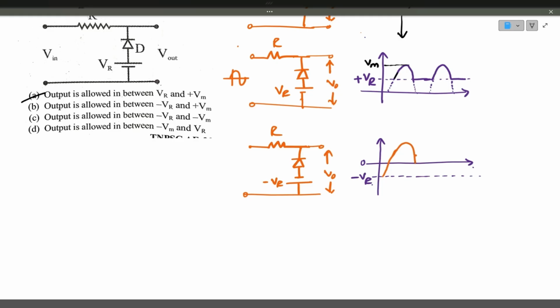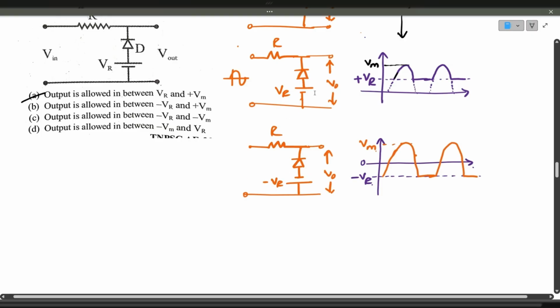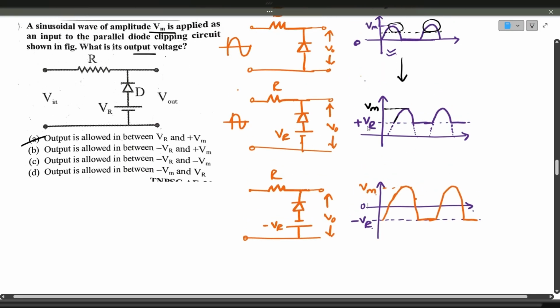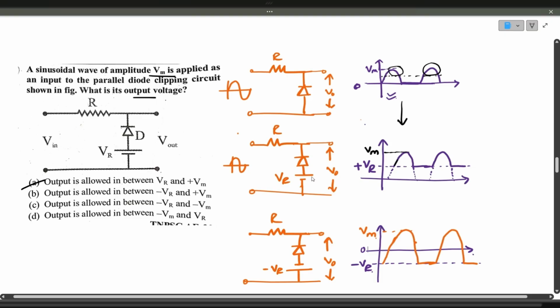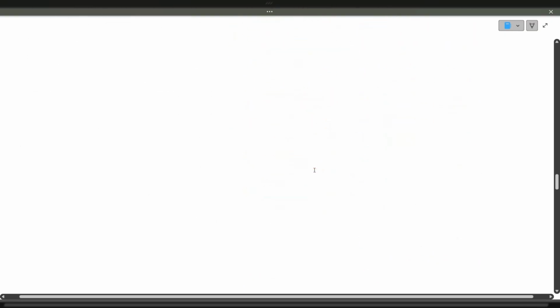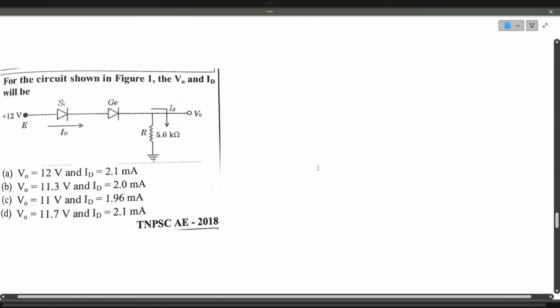Positive half cycle and a part of the negative half cycle also. So now the output varies from minus VR to plus Vm. Whichever bias you apply, the base will be shifted to that particular side, and the additional portion will be added to the sinusoidal waveform, either added or cut off. It depends on the base voltage. So we'll see the next question.